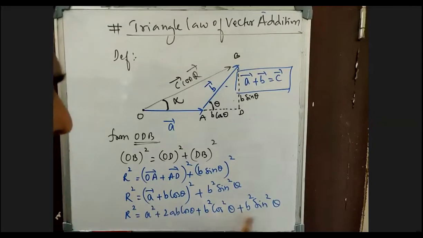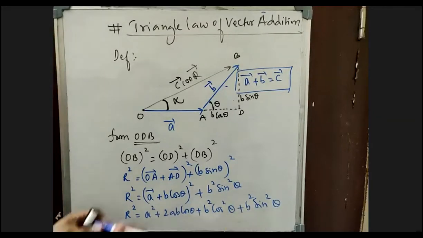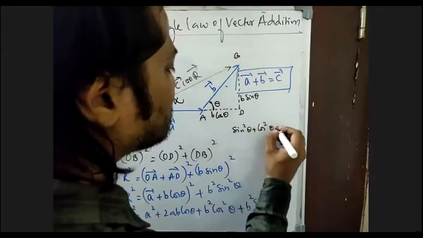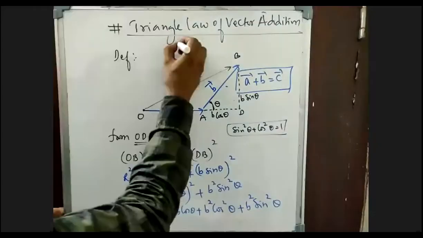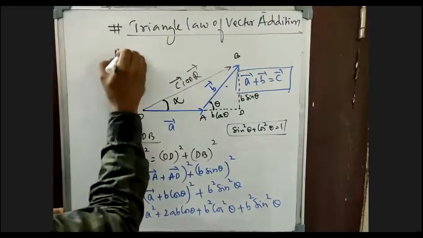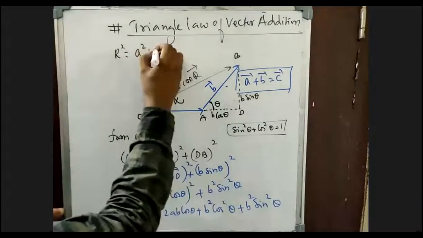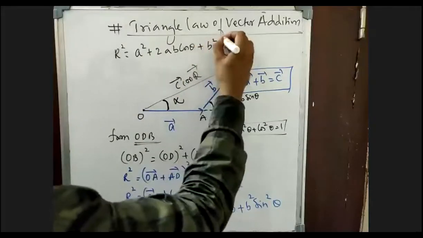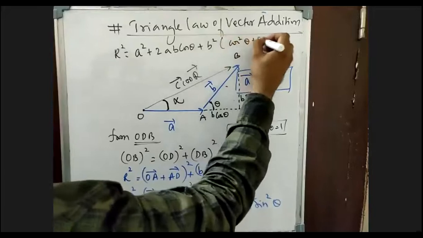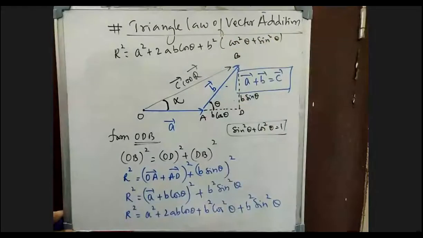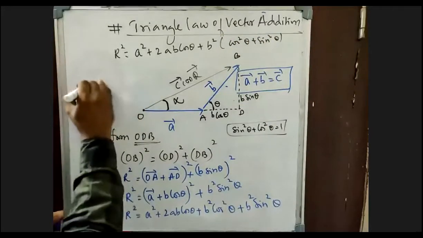This B square is common here. Sin square theta plus cos square theta is how much, beta? 1. Yes, sin square theta plus cos square theta is equal to 1. So I'm writing the result directly here. R square is equal to A square plus B square plus 2AB cos theta plus B square times (cos square theta plus sin square theta), which becomes 1.